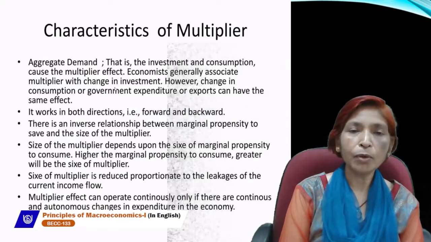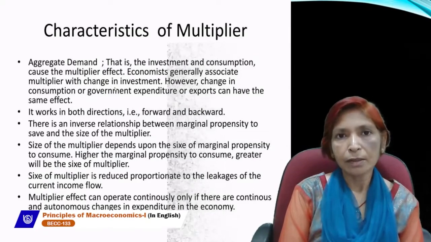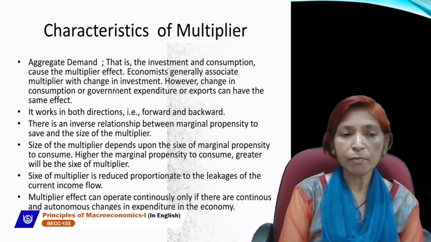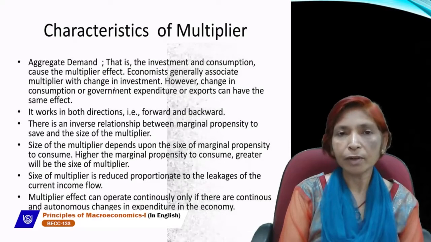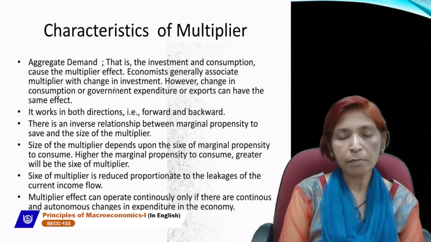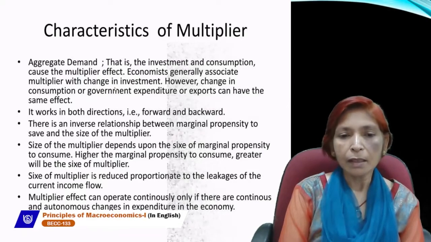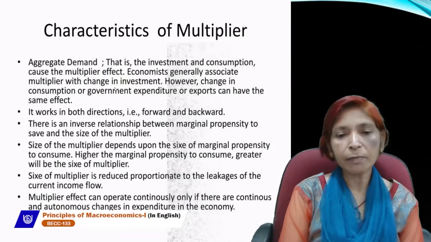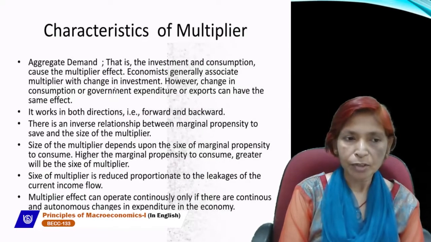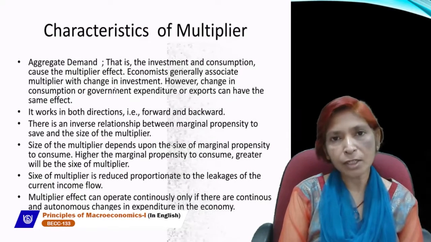Multiplier works in both directions, forward and backward. Or in other words, we can say that multiplier can work in two ways, positive or negative. If we invest money in business enterprises, then income will increase multiply. And if we don't invest our money in business enterprises, then income will fall multiply. So multiplier can work in both directions.